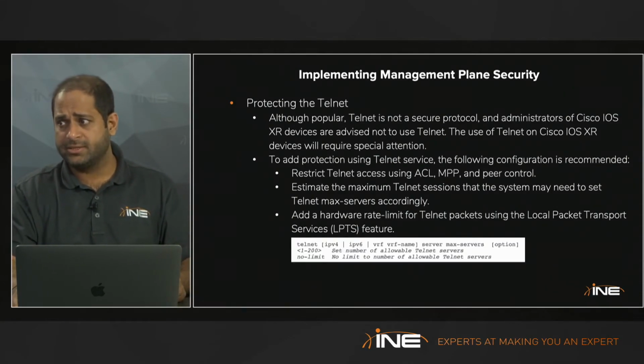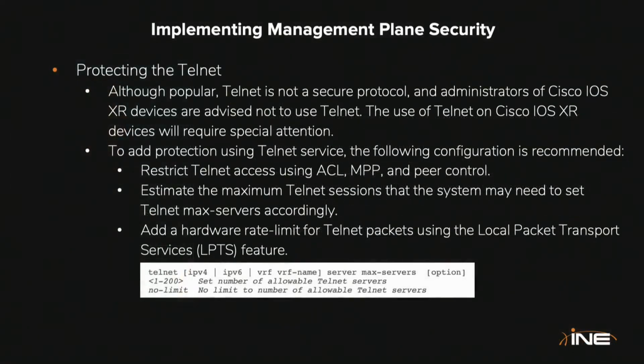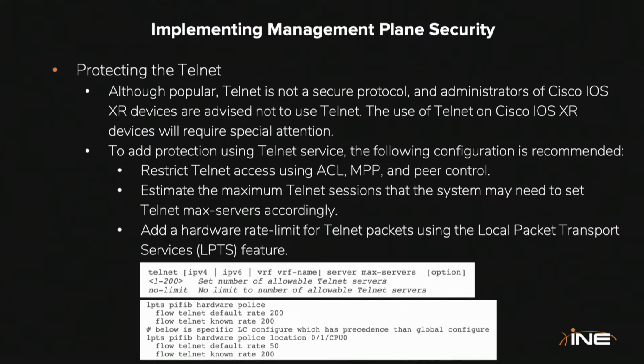That can also be done by using the local packet transport services, which is a built-in feature available in XR routers. Here is the command to basically enable Telnet for a specific IP, and also defining the number of sessions that is allowed through Telnet. We can also use the local packet transport services, which is the LPTS feature, to do rate limiting for that Telnet session. So here I'm basically saying that flow Telnet default rate is 200, and then I define that the known rate is 200. Basically what we're doing is just policing the traffic rate for Telnet service.